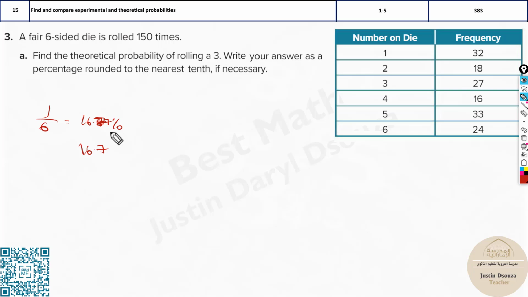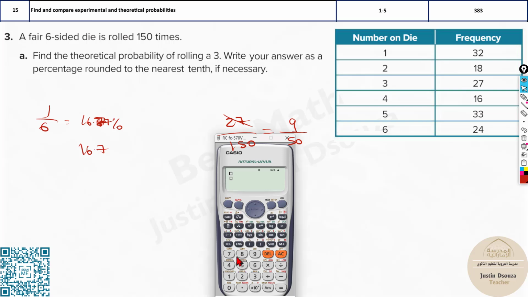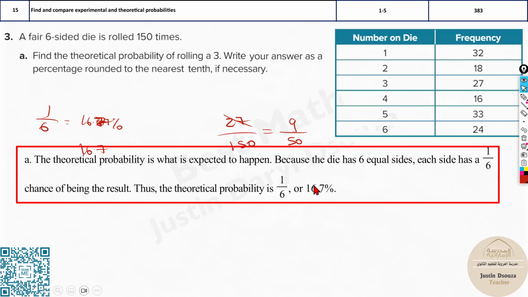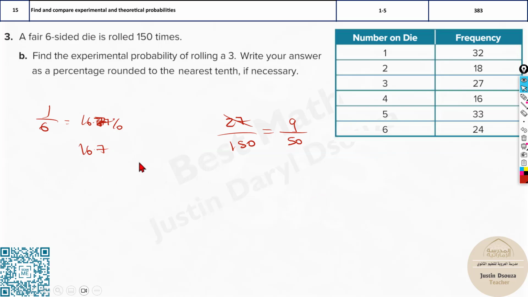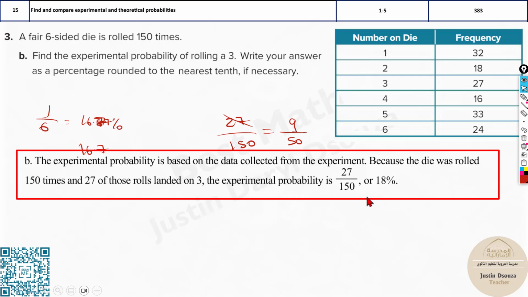But what about this? It's 150 times totally in the experiment, and they want to know how many times you get 3. So it is 27 over here. You can use the calculator and solve it. It'll be 9 by 50. So that would be the answer. Let's put it in the calculator and check. Here we have to put 27 by 150. The answer is 18% basically. So it's very, very close to the real one. Theoretically you should get 16.7%, and in the experiment they're getting 18%.